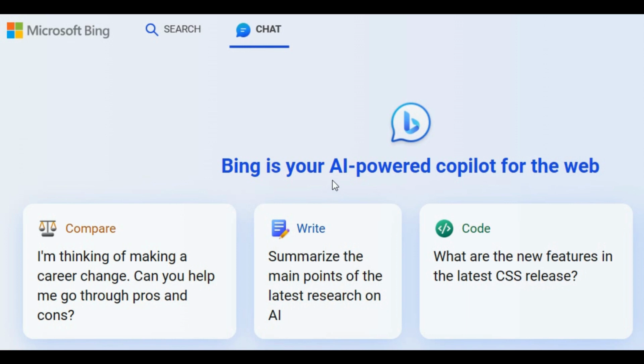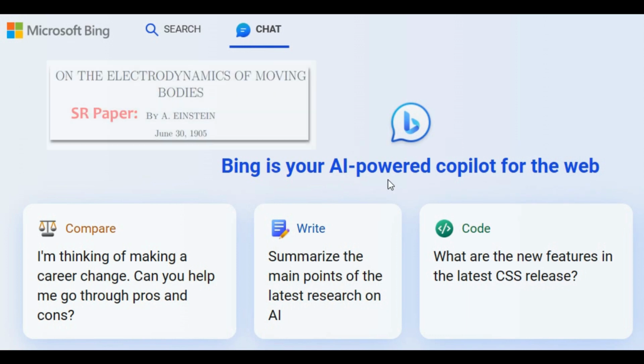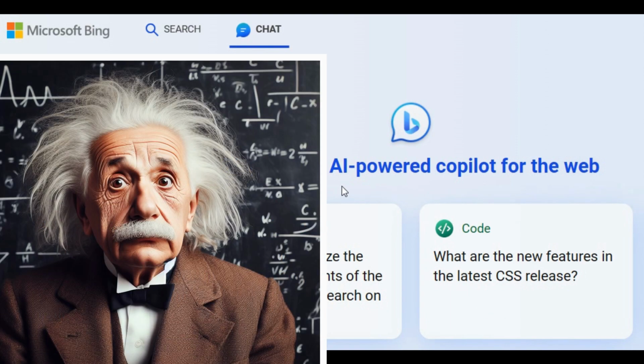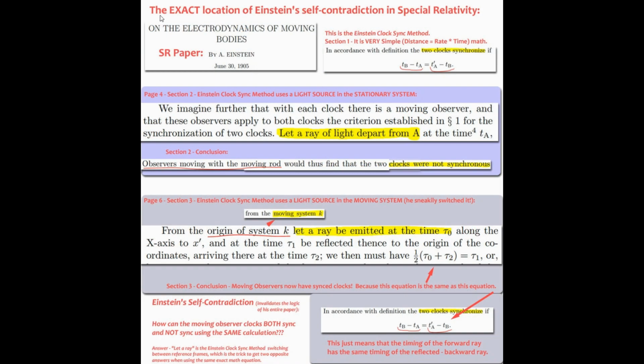In this video, we are going to use artificial intelligence to help us debunk Einstein's Special Relativity Theory. Since AI has learned how to read programming languages and write code, it has developed some pretty decent logic skills. And we are going to test those logic skills by seeing if AI can figure out Einstein's self-contradiction in his 1905 paper. This is a one-page summary of the exact location of Einstein's self-contradiction in his Special Relativity Paper.